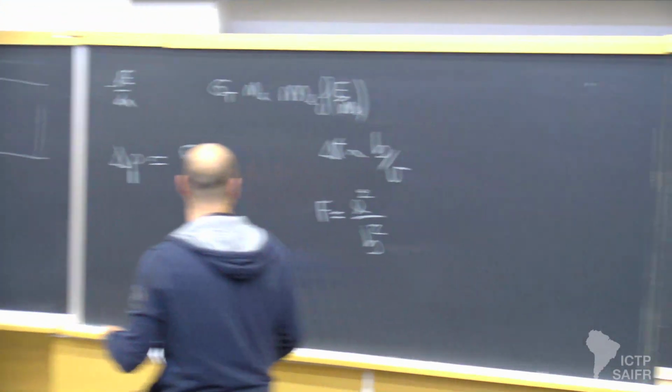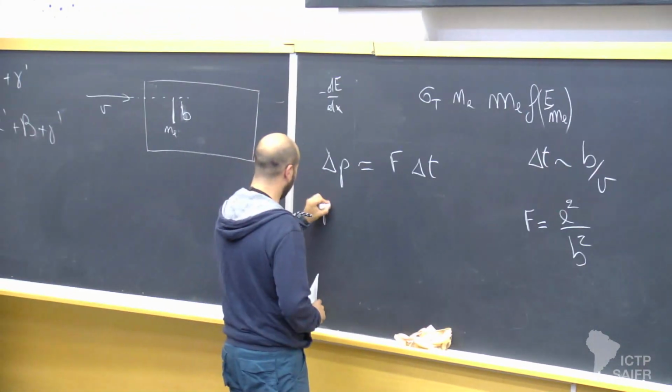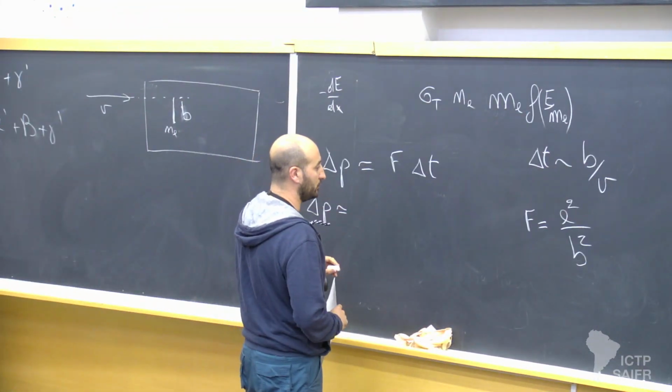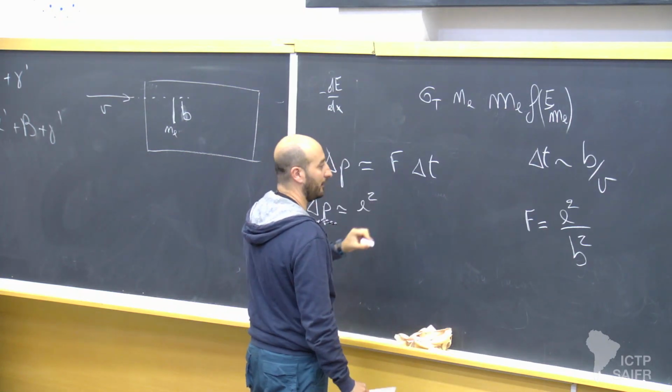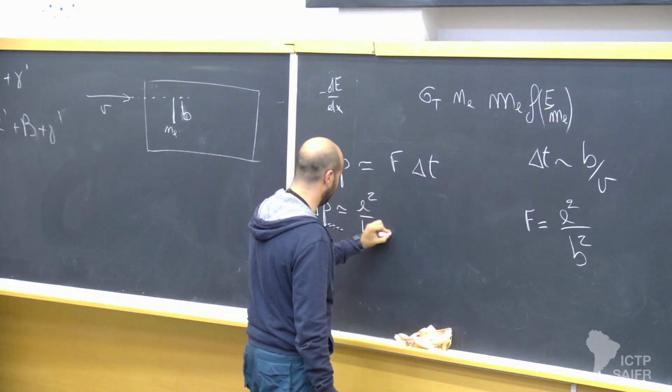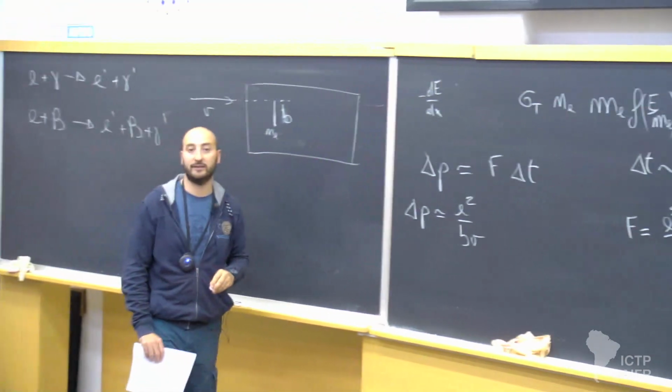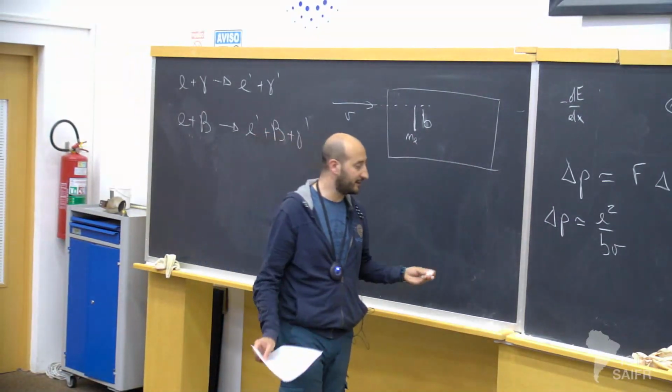So we combine these two. The transferred momentum will be F times delta T. So it's going to be e squared over b times v at the denominator. And then what's the transferred energy?